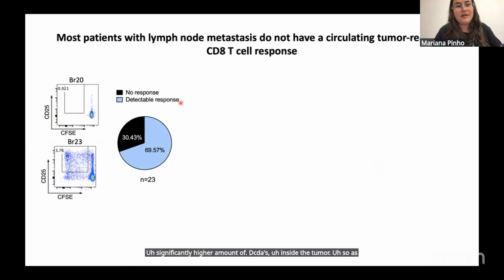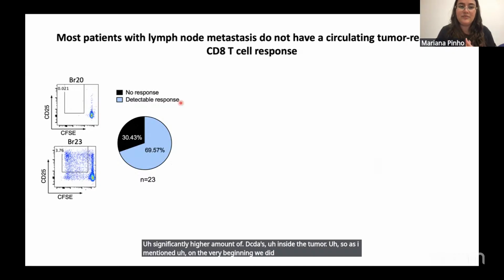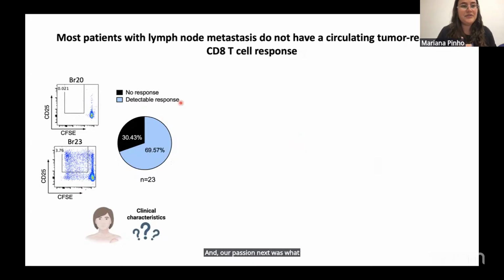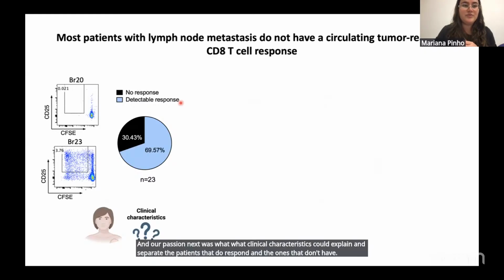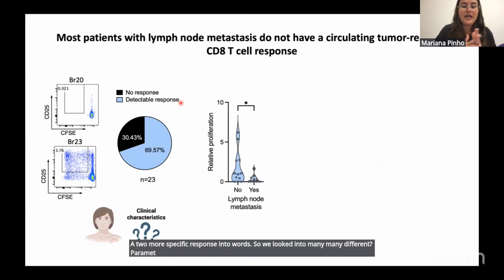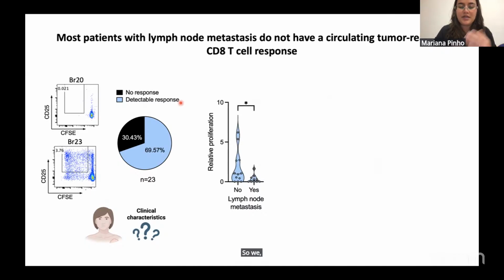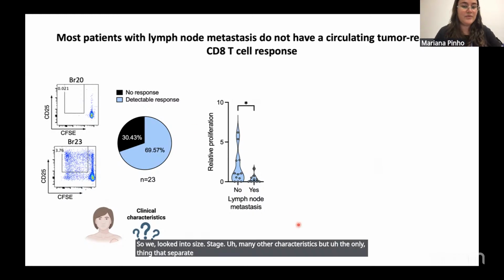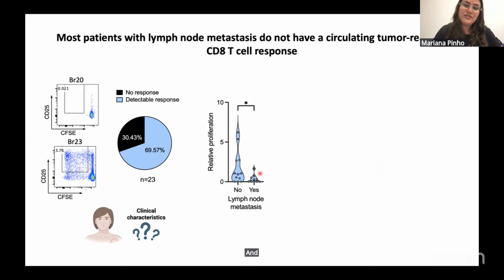So as I mentioned at the very beginning, 30% of the patients didn't respond. And our question next was, what clinical characteristics could explain and separate the patients that do respond and the ones that don't have a tumor-specific response in the blood? We looked into many different parameters, and the only one that came up as significant was the lymph node metastasis. We looked into size, stage, many other characteristics, but the only thing that separates the patients is the lymph node metastasis. What we found was that of the patients that did have lymph node metastasis, half of them didn't have a detectable response.